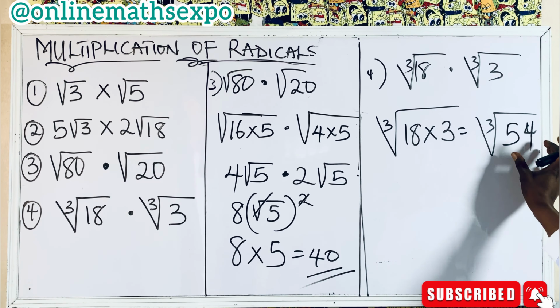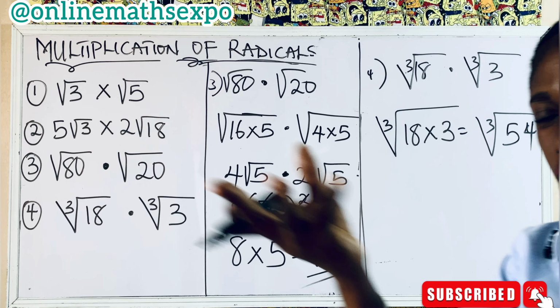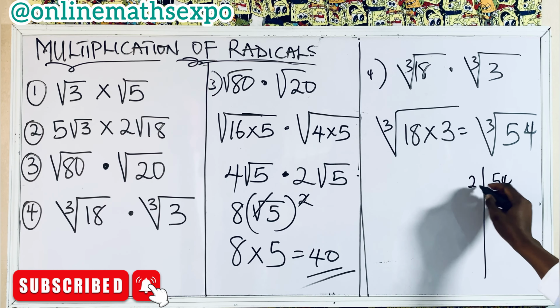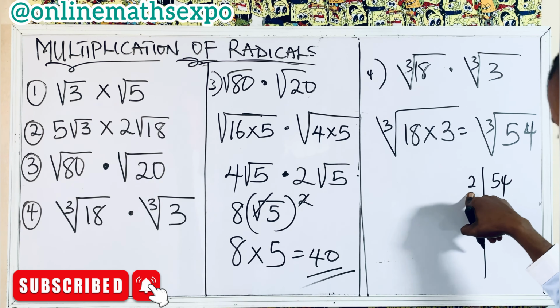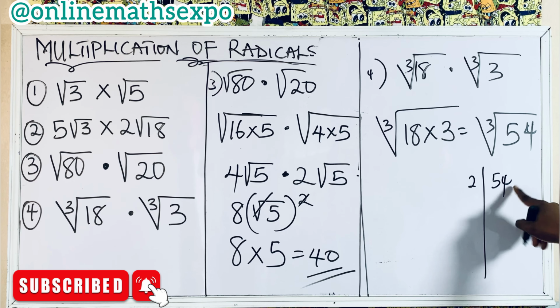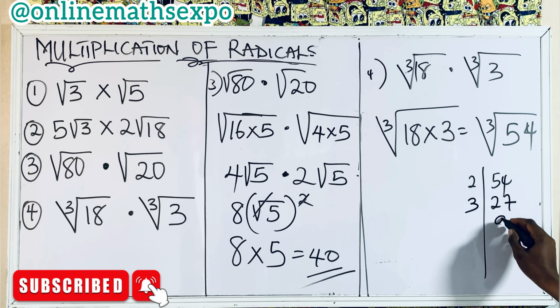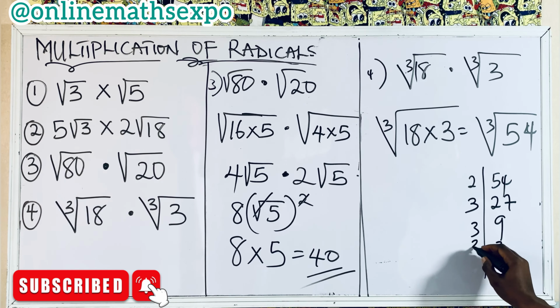So what would you do now? You are going to get the numbers. So let me just show you the best way, the shortest way. We are going to divide this 54, choosing the least number that can divide, which is 2 because it's even. So when it goes there, we have 27. When 3 goes, it's 9. 3 here is 3. 3 here is 1.